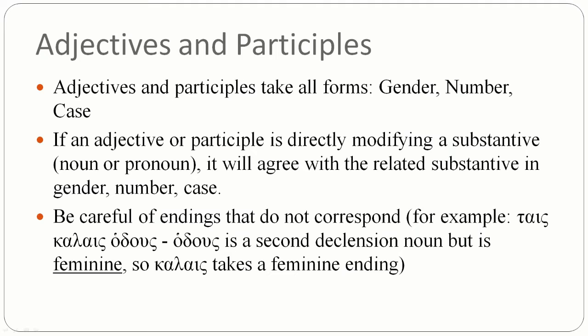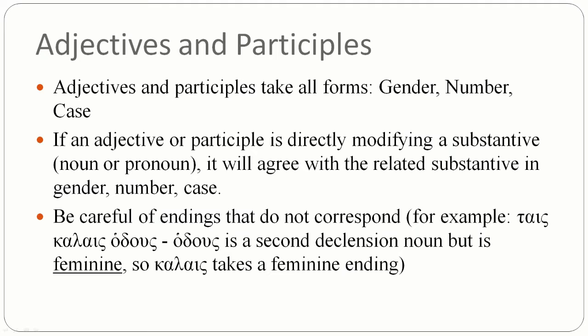But they will take gender, number, and case, and so they have variations in form for all of those. If an adjective or a participle is directly associated with, modifying, your noun, it will agree with that noun in gender, number, and case, which is why they have to have all those forms, because they have to be able to attach onto any noun, any gender, any declension pattern. And that sometimes brings up problems.